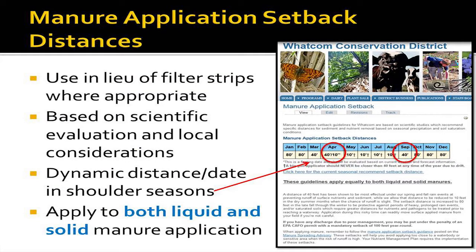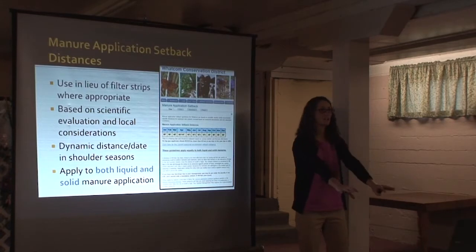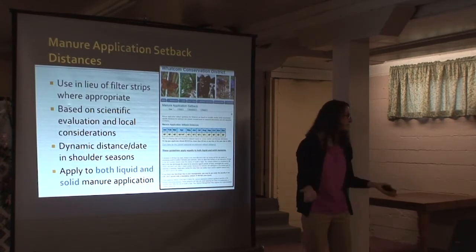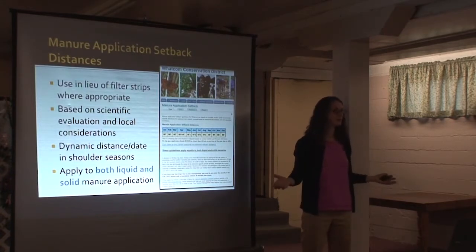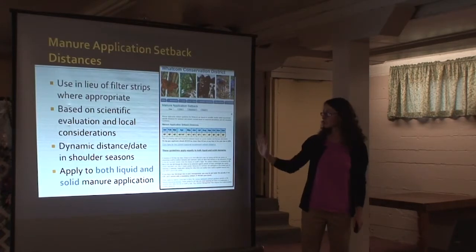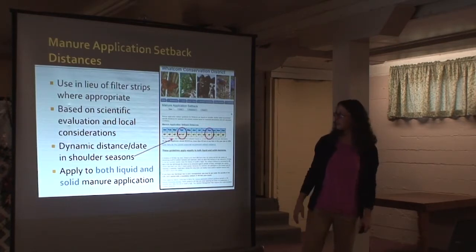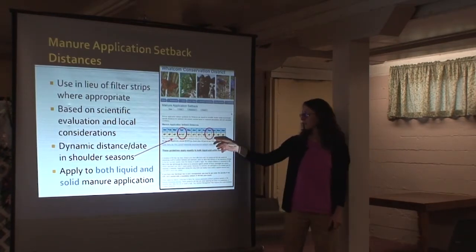And what we have is this in lieu of filter strips where it's appropriate, so you don't have to have a vegetative buffer per se, particularly if it's a grass field. Your field is a buffer if it's used appropriately. And this was based on some scientific evaluation and NRCS recommendations, and you can see that throughout the year we've got a variable distance.